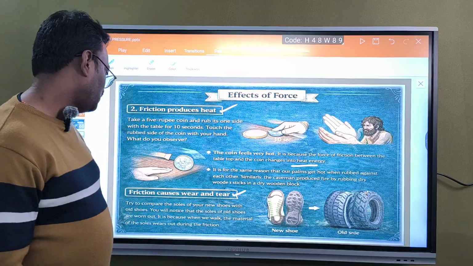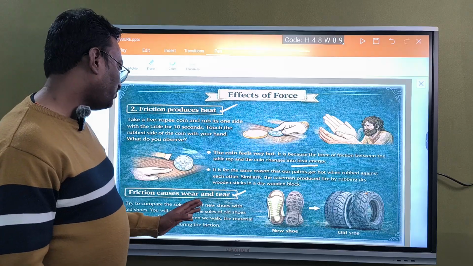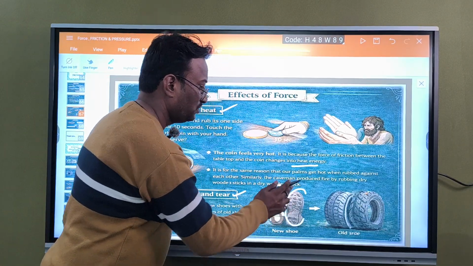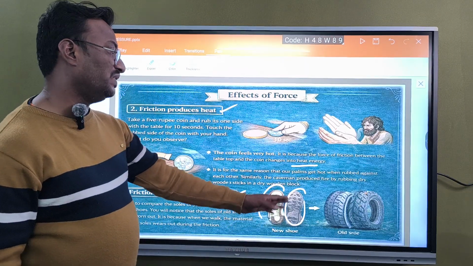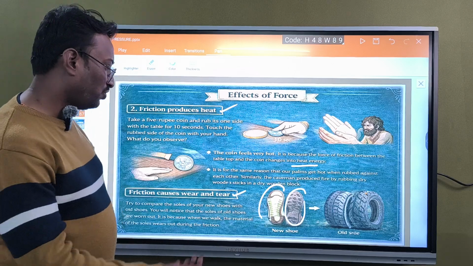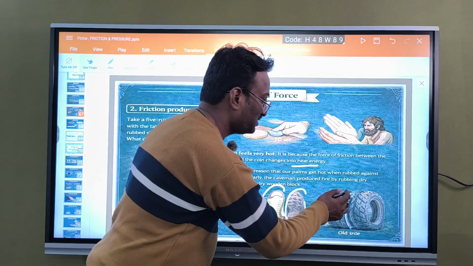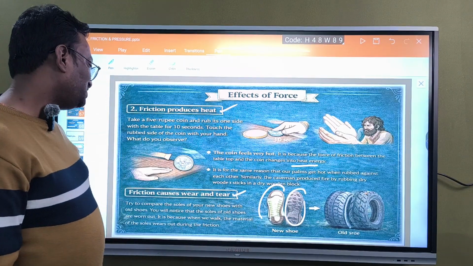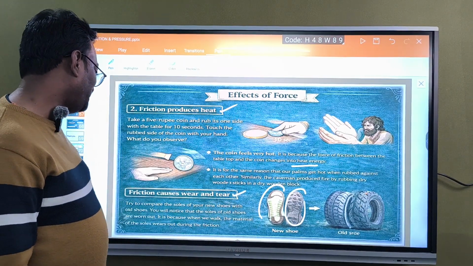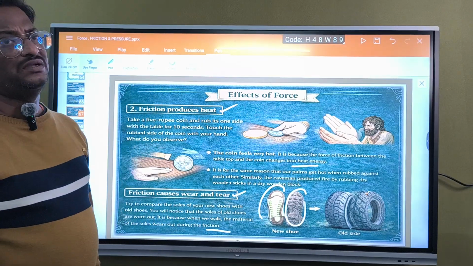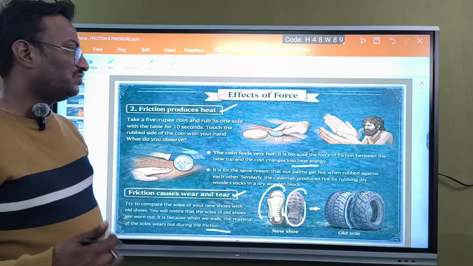See now, try to compare the soles of your new shoe. This is the new shoe and this is the old shoe. So here there is wear off. Worn out, or wear off. Even tires, new one and old one, the old one will be worn off. It is because when we walk, the material of the soles wears out due to friction.